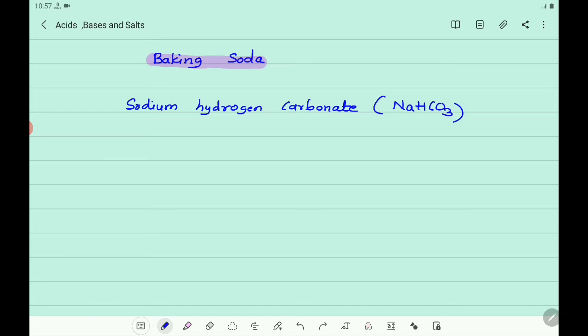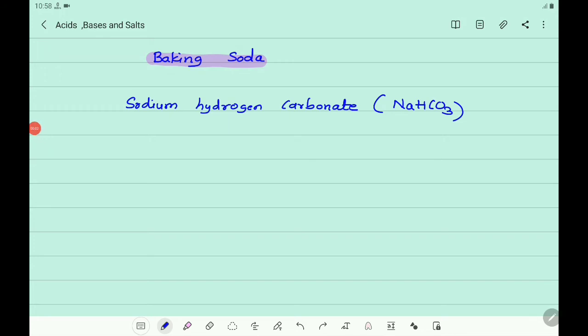And how do you produce baking soda? When sodium chloride is treated with water, ammonia and CO2, we get baking soda. You know that baking soda is commonly used in the kitchen for making tasty crispy pakoras. Sometimes it is added for faster cooking also. The chemical name is sodium hydrogen carbonate.